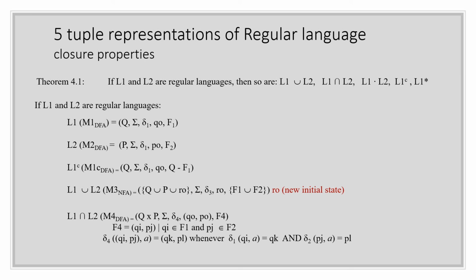The intersection is a little bit more complicated, but after doing the cross product, you should probably be able to understand this. You have your set of states crossed with your other set of states, your alphabet, your transition function. Your initial state is going to be the two initial states, and then your set of accepting states are going to be made up of a state from Q and a state from P, such that the Q state is an accepting state and the P state is also an accepting state. And then this is just a long explanation of how you do the transition functions.